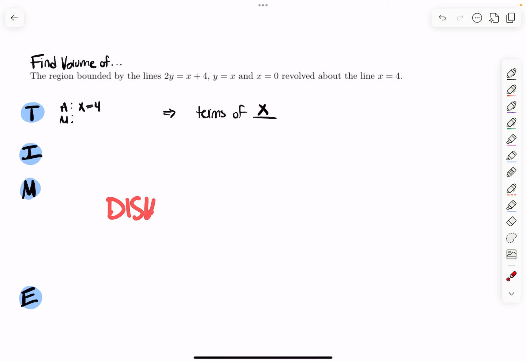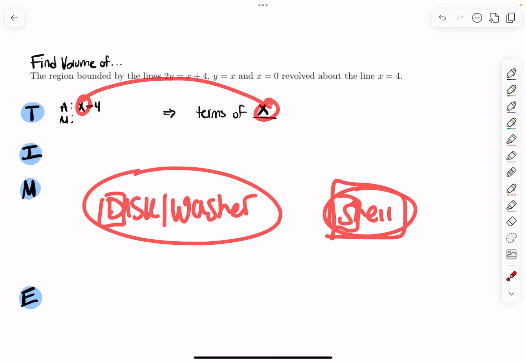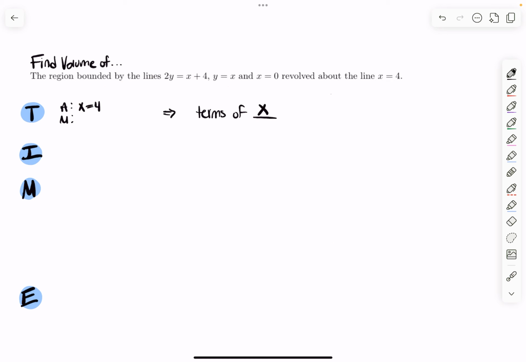So, remember your methods. Disk and washer go in one, shell goes in the other. D for different, S for same. These are the same, so you're going to be using shell as your method because S stands for same. So shell is the method we're going to try first. This doesn't mean that it's the easiest method, but for now it is the method that's going to give us the least amount of work.